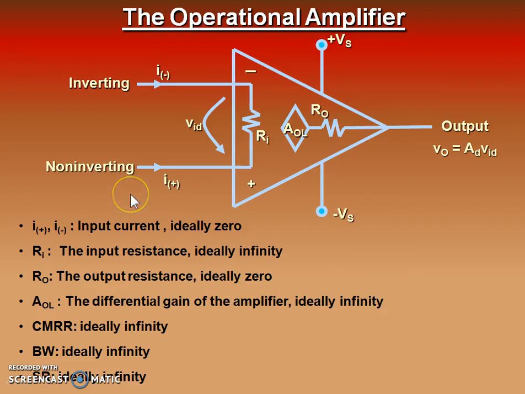There are a few parameters of the differential amplifier like input current, input resistance, output resistance, differential gain, common mode rejection ratio, bandwidth, slew rate. The values given here are for the ideal case. If we consider that the operational amplifier is ideal, then the input current should be ideally 0, the input resistance should be ideally infinite, output resistance should be ideally 0, open loop gain, differential gain should be ideally infinite, CMRR, common mode rejection ratio should be infinite, bandwidth infinite, and slew rate infinite.